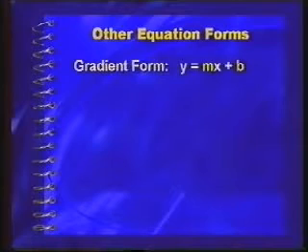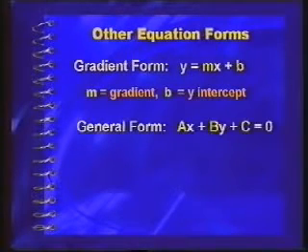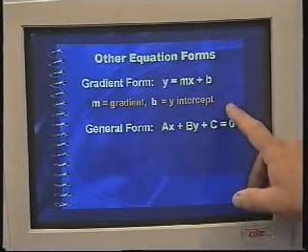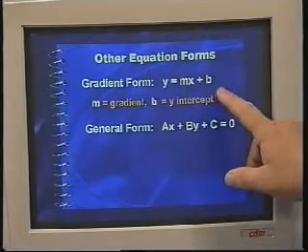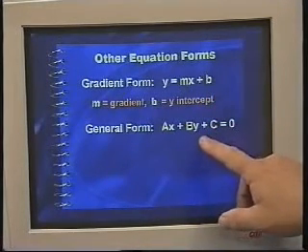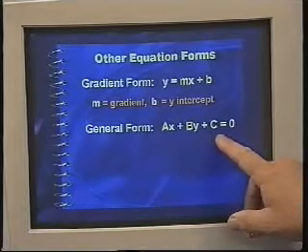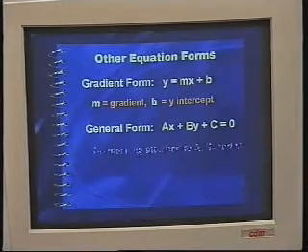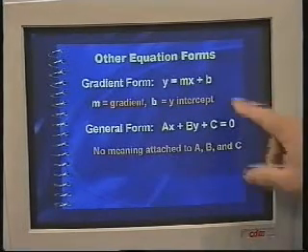We've got the gradient form, y equals mx plus b. Then there is something called the general form, and that's got an ax plus by plus c. Now, with the gradient form, the m and the b have particular meaning, but in the general form, the a and the b and the c do not have a meaning. So I would prefer this particular way.